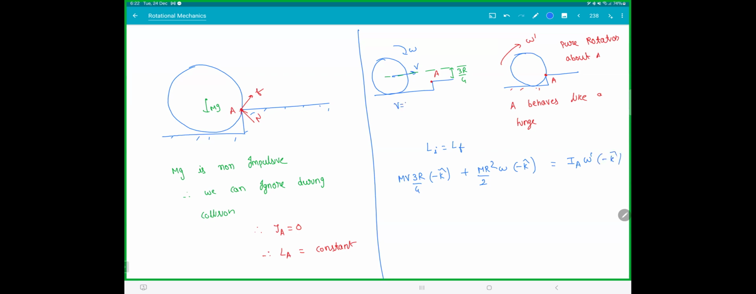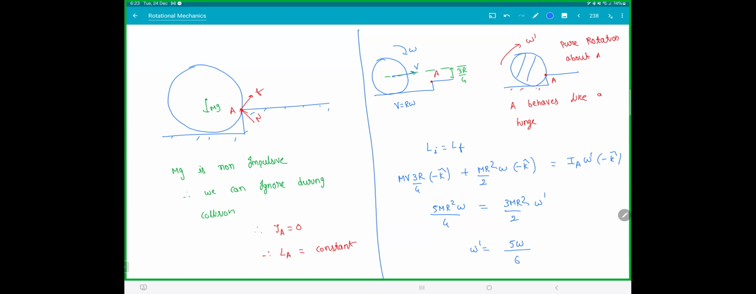Since it is not slipping initially, V is equal to R omega. So if I substitute here, that will be 3 by 4 plus half, 5 mR square omega by 4. And this guy, it's a solid cylinder, mR square by 2 plus mR square by 2, 3 mR square by 2 omega dash. So we get omega dash is 5 omega by 6. Check. This is the angular velocity just after collision. So once you hit A, this is the omega dash. This will start rotating about this point.